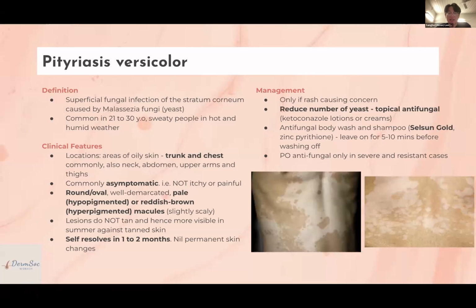And we want to treat these, since these do self-resolve, we aim to reduce the number of yeast again. So similar agents to Sebderm, we use topical antifungals like your Selsun Gold or selenium sulfide agent. But look, by and large, these are asymptomatic. These are not itchy, doesn't cause a whole lot of problems. So the treatment's really just focusing on symptom management if the patient's bothered by it.